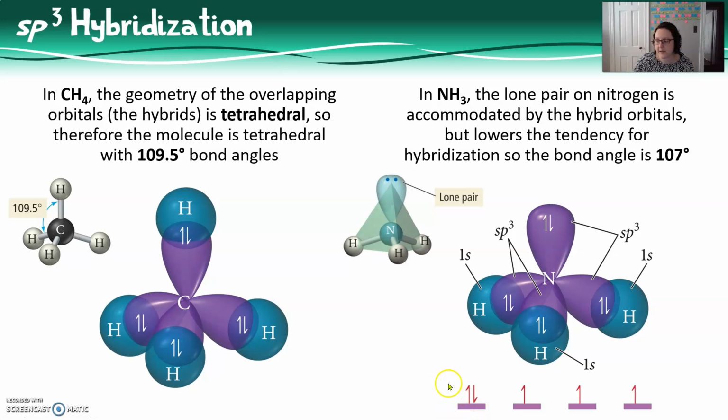However, the bond angle in ammonia is slightly less at 107 degrees instead of 109.5 degrees. And this can be explained by considering that having 1 hybrid orbital behave as a lone pair lowers the tendency for hybridization, as there are only 3 bonds being formed that help stabilize the molecule instead of the 4 bonds that could have been possible as in the case of methane. Therefore, hybridization is not as favorable for ammonia as it is for methane.